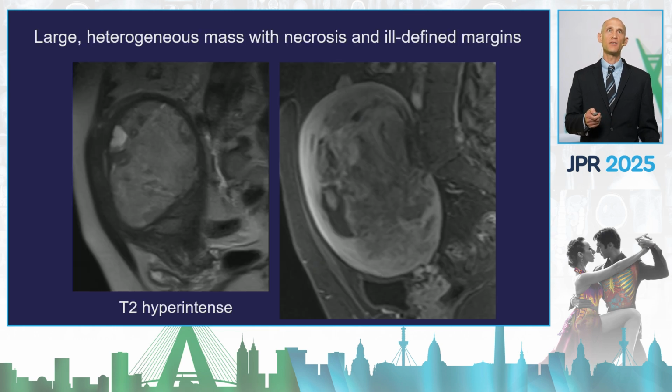Okay, here is a mass that is large in size. It's T2 hyperintense, which again is atypical for a leiomyoma. It shows heterogeneity with areas of necrosis. We also see ill-defined margins inferiorly, which are concerning features.